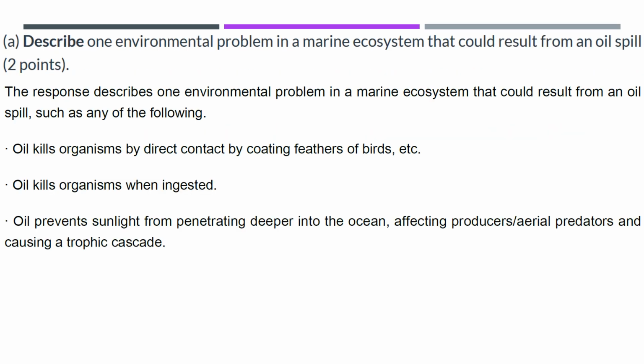Let's take a look at some of the solutions provided. So again, oil kills organisms by direct contact, by coating feathers of birds. Oil kills organisms when ingested. Oil also prevents sunlight from penetrating deeper into the ocean, affecting producers and causing a trophic cascade.